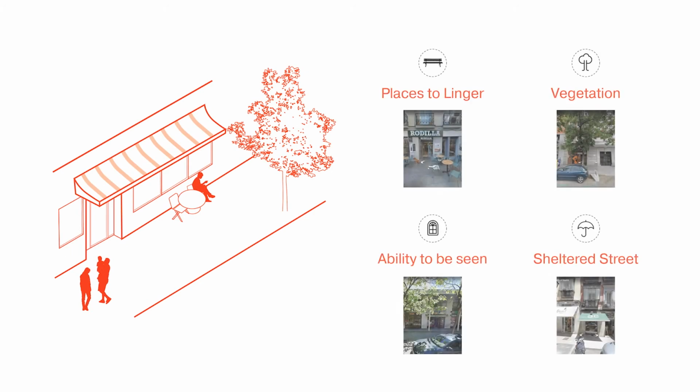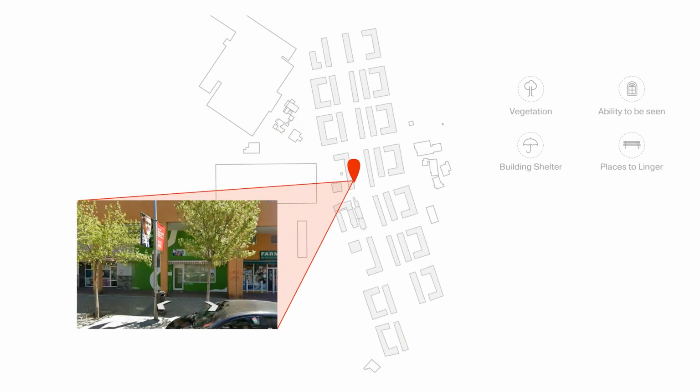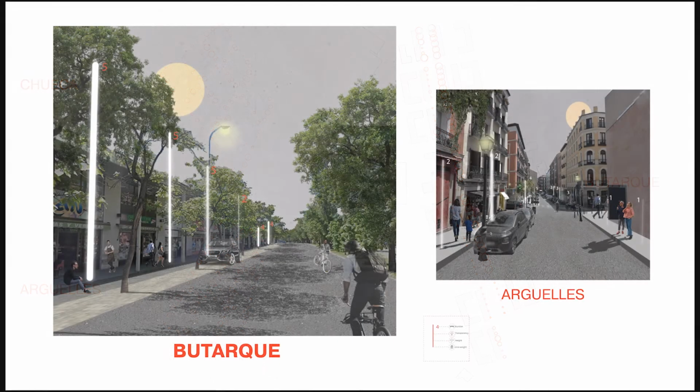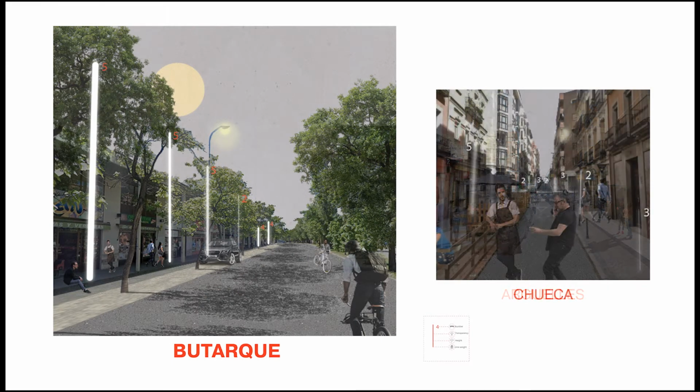Low analysis began by determining 4 major qualities of the streetscape. Using Google Earth, points at the street scale were evaluated for each quality and given a rating from 1 to 5. Through this analysis, it became apparent that the Butarque neighborhood lacked the same scale, character, and texture of the other 2 neighborhoods.